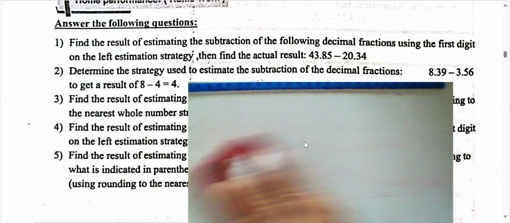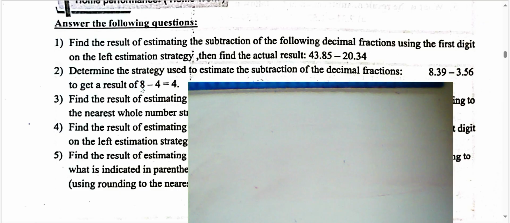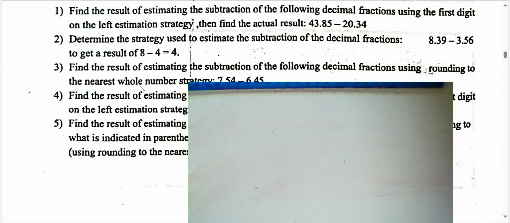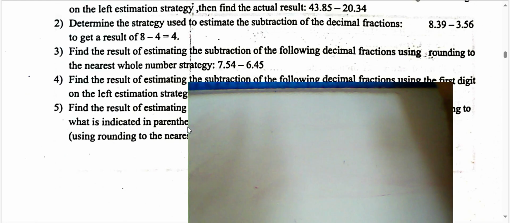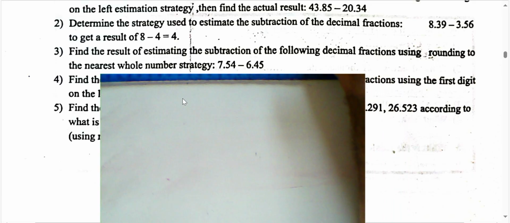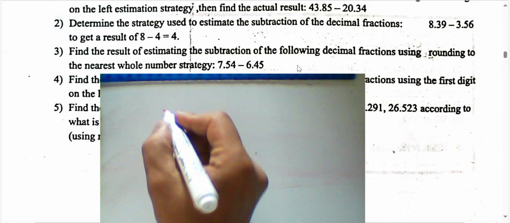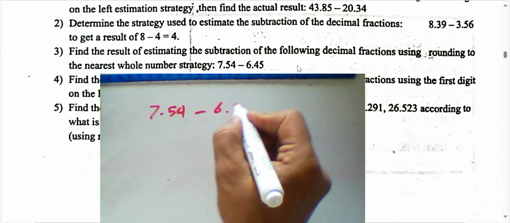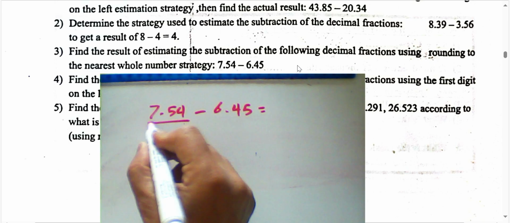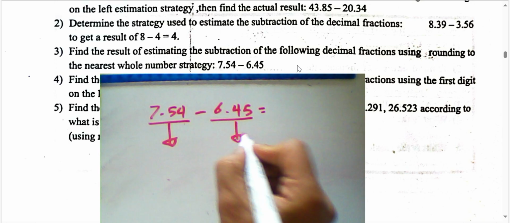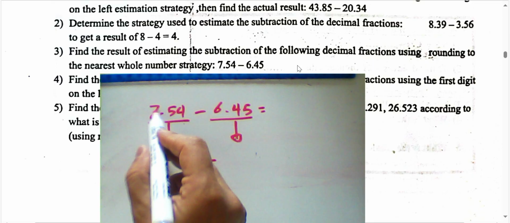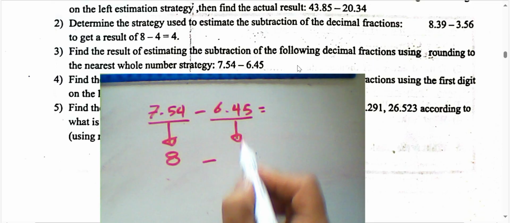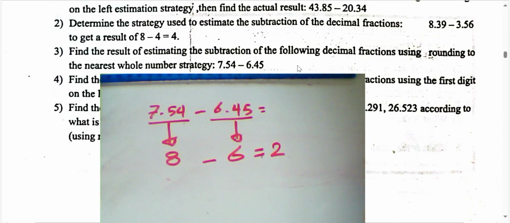Okay. Next question. Number 3. Find the result of estimating the subtraction of decimals using the rounding to the nearest whole number strategy. 7 and 54 hundredths subtracted by 6 and 45 hundredths. We can find the difference between them. 5 can give 1 to 7, it will be 8. 4 can't give 1, then 8 minus 6 equals 2.